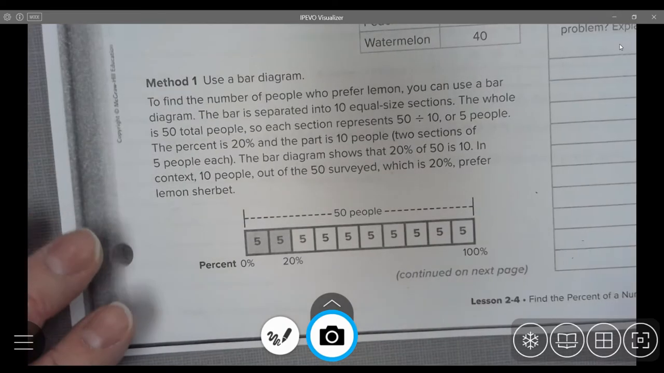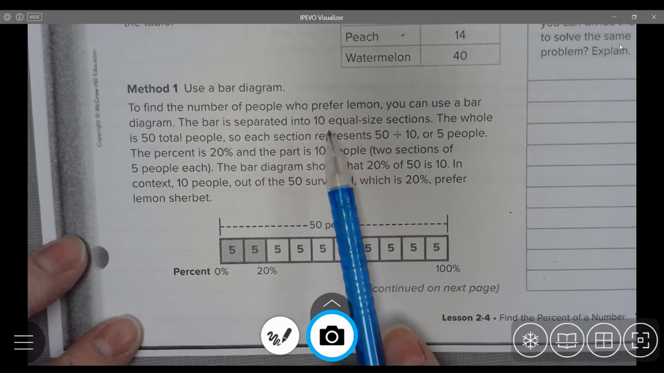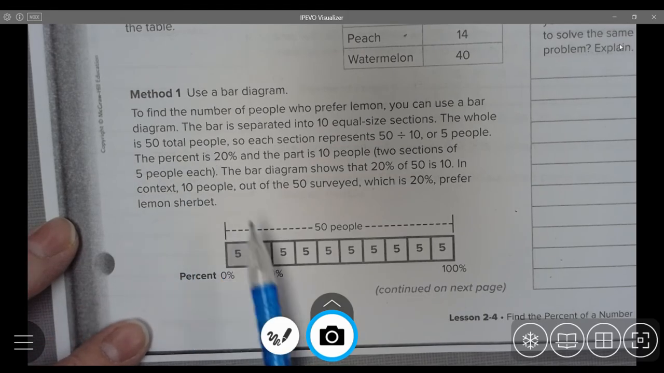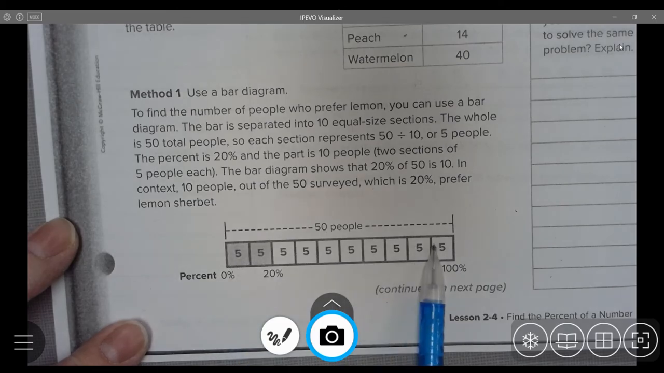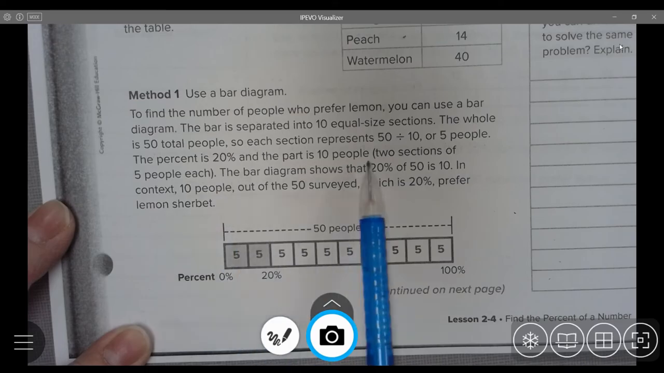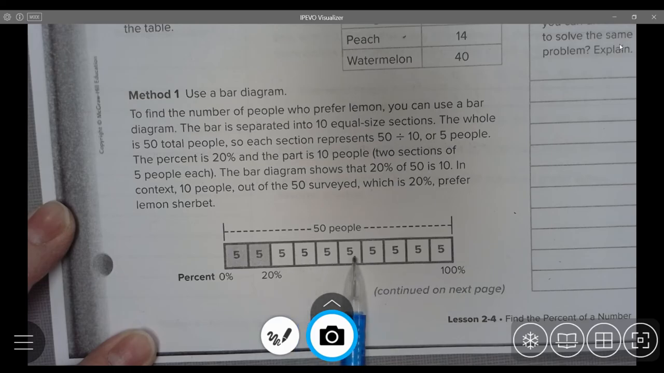Find the number of people who prefer lemon. You can use a bar diagram. The bar is separated into 10 equal sections. The whole is 50 total people. So all the people that were surveyed were 50 people, and as you can see, 50 people represents 100%, everyone that was surveyed. So each section represents 50 divided by 10, or 5 people.